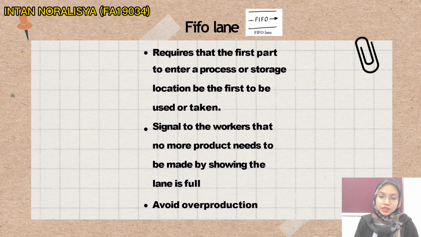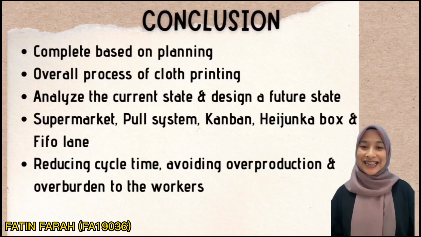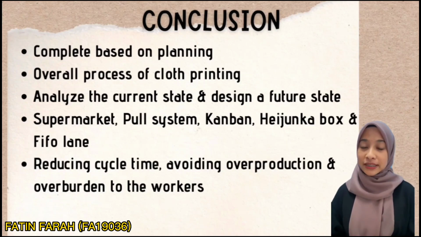Okay, so last but not least, the FIFO lanes are used for each process because the company requires that the first part to enter a process or storage location be the first to be used or taken. So the FIFO lane method can signal to the workers that no more product needs to be made by showing the lane is full. This method will avoid overproduction as the workers will stop producing when the product is enough according to customer demand.